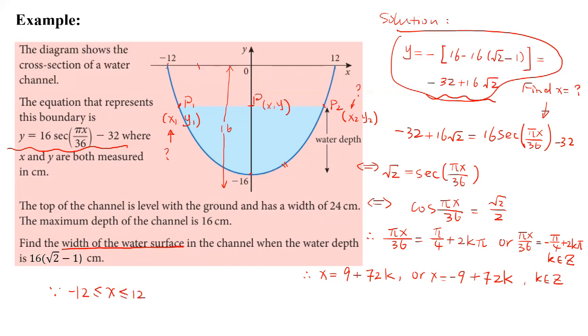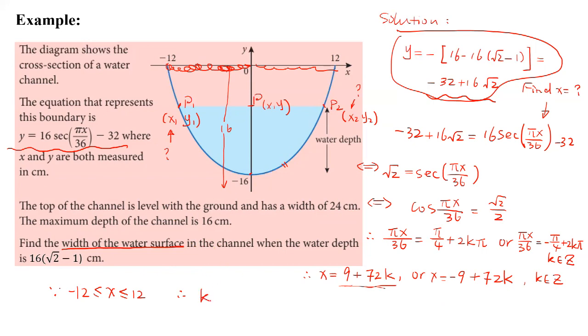The minimum value is minus 12 as shown here, and the maximum is 12. So let's check the value of k. Let's check if k can be any negative value. If k is minus 1, apparently the first value is not within this interval. The second is not in this interval either.